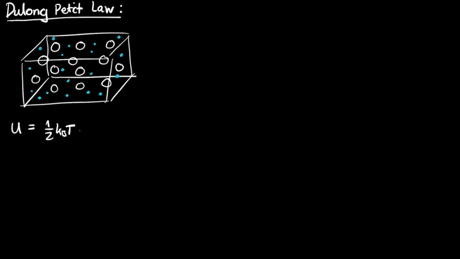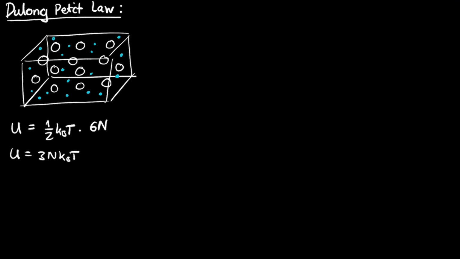So how many degrees of freedom are there? Well, there's going to be 3 positional degrees of freedom and 3 momentum degrees of freedom. Remember, there are 6 terms in that quadratic for the Hamiltonian. So we're actually going to get 6 degrees of freedom per particle, and we're going to have n particles in the quote unquote gas right here. So here we go. U is 3nkBT.